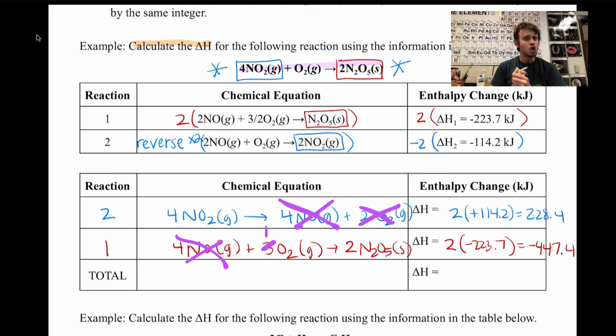So when I write out my final reaction, I have 4 NO2 gas plus O2 gas yields 2 N2O5 solid. That matches the reaction that we are trying to build. For my delta H, I can add these two values together. So 228.4 plus negative 447.4, and I end up with negative 219.0 kilojoules.